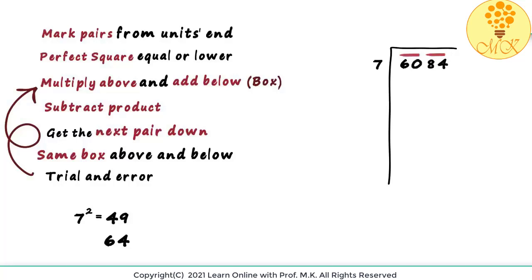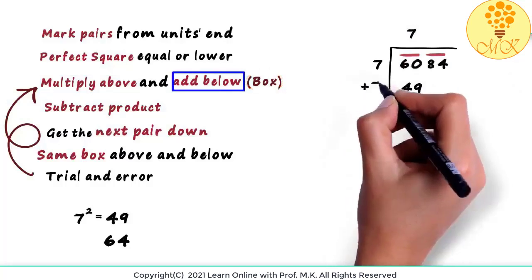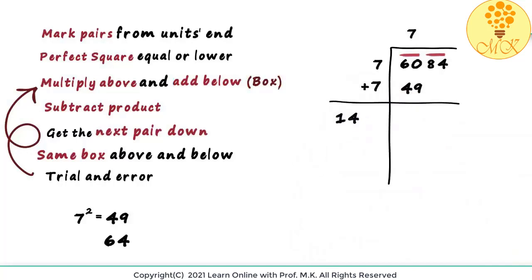In the next step, we multiply above and write the product here. So 7 multiplied by 7 gives us 49. And then we add below and draw a box next to it. 7 plus 7 gives us 14. And we leave some space for the box.